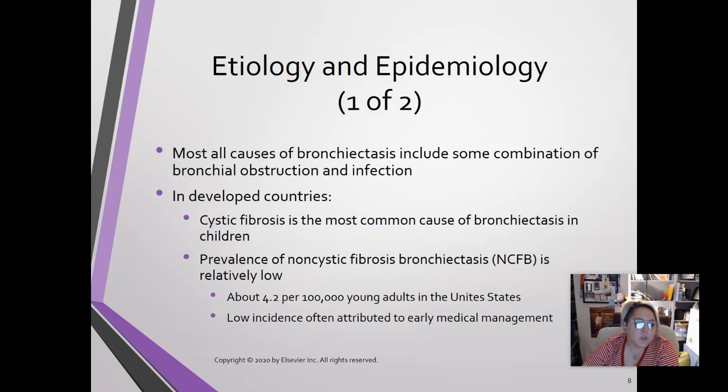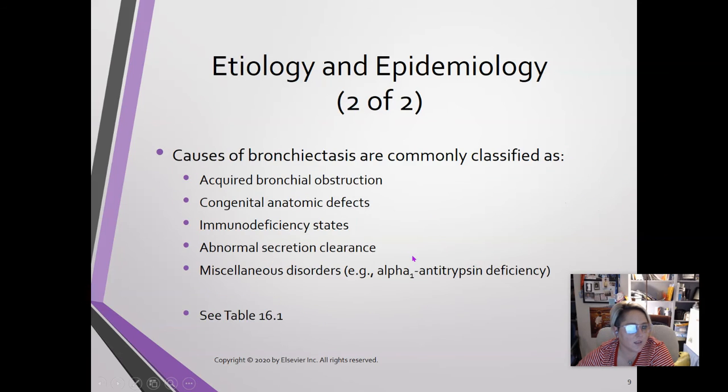So about 4.2 per 100,000 young adults in the U.S. The low incidence is often attributed to early medical management. So that's how they can get bronchiectasis developing. You have risk for chronic pulmonary infections such as COPD, aspiration, and bronchial airway mucoid impaction. If you have CF, you probably do not want to smoke, because you'll get COPD, right? Okay.